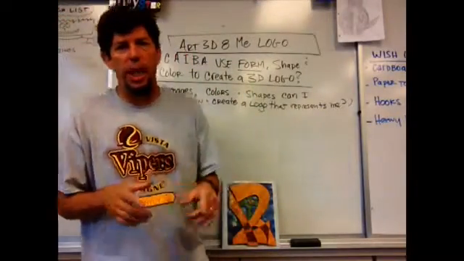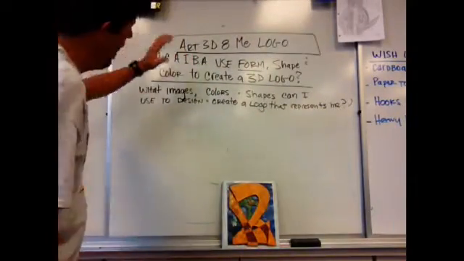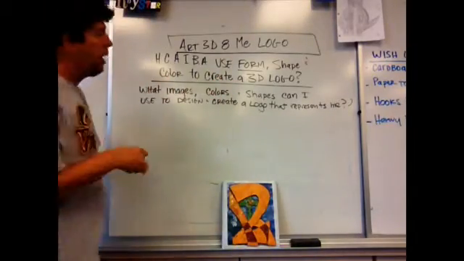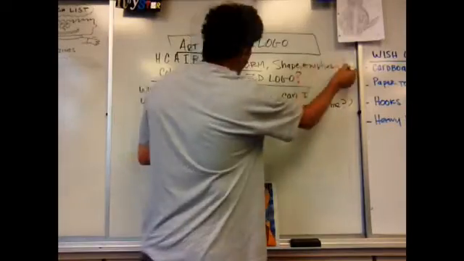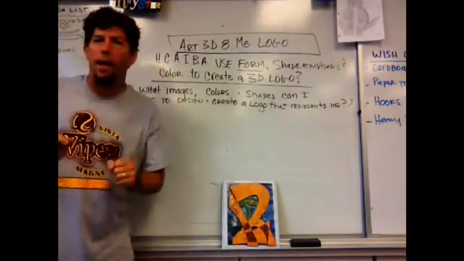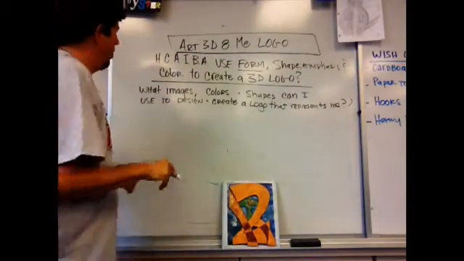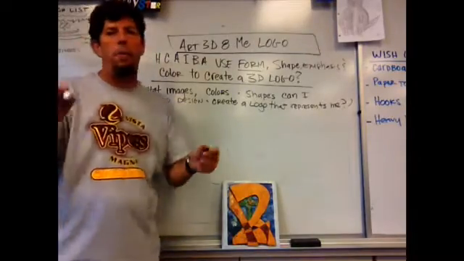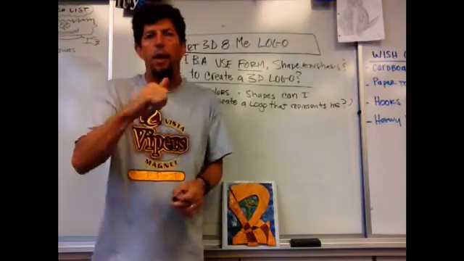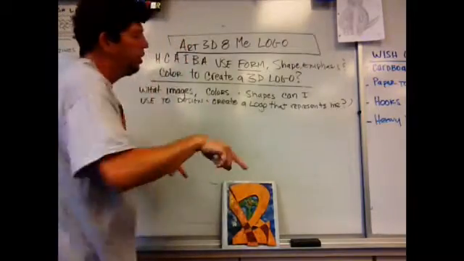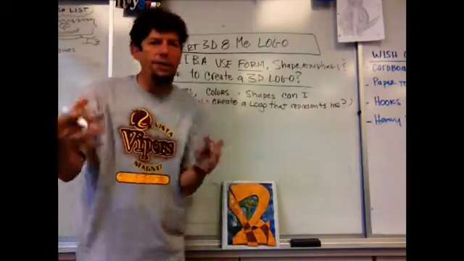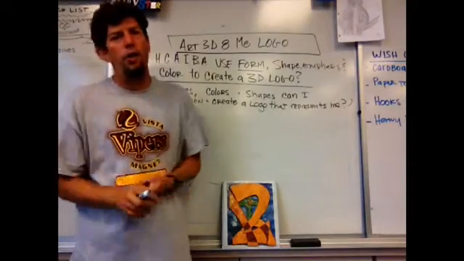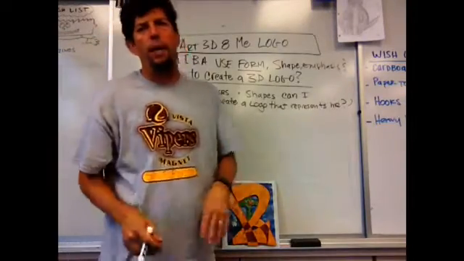So, once again, real quick, how can an IB artist use form, shape, emphasis, let's write that in really quick, and color to create a 3-dimensional logo? What images, colors, and shapes can I use to design and create a logo that represents me? Investigation phase, you've got to do some thumbnail sketches. What does that logo look like? Planning phase, what colors are you going to use? What areas are going to be raised?